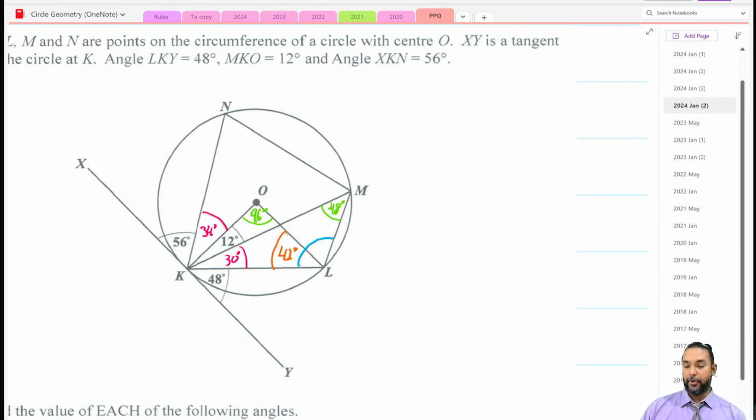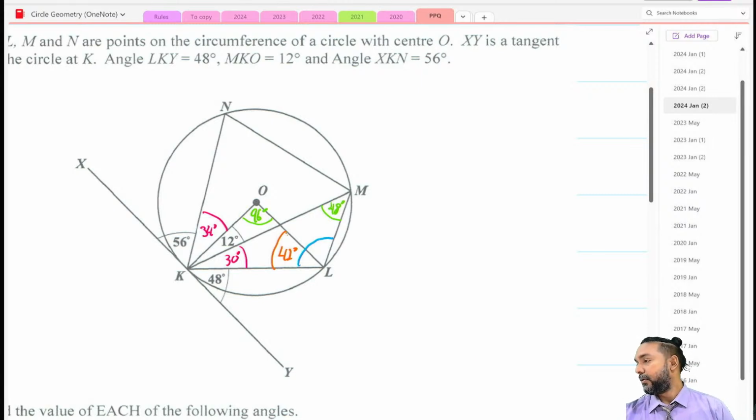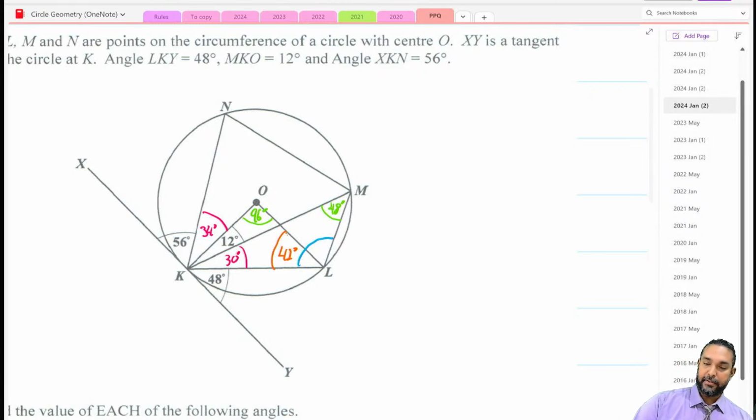Now, that means that all we have to do is add up 48 and 30 and subtract it from 180, because the sum of the angles in a triangle is 180 degrees. So let me actually get a little.